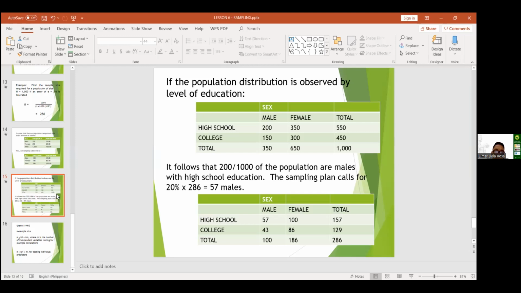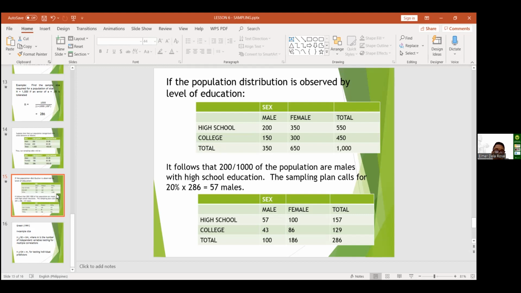So ilan lahat ang high school? Pag pinagsama mo yung babae at lalaki, 550. Ilan lahat ang college? Pag pinagsama mo yung babae at lalaki, it's 450. So, pag binasa ko yan, mayroong 300 college students na babae. May 200 high school students na lalaki. May 350 high school students na babae. Mayroong 150 college students na lalaki. So, yan yung distribution nila sa population.